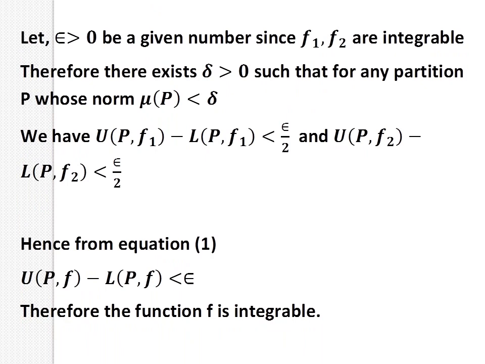Let epsilon be a given number. Since f1 and f2 are integrable, there exists delta greater than 0 such that for any partition P whose norm mu of P is less than delta, we have upper limit of f1 minus lower limit of f1 less than epsilon by 2 and upper limit of f2 minus lower limit of f2 less than epsilon by 2. Putting these values in equation 1, we get upper limit of f minus lower limit of f is less than epsilon, as epsilon by 2 plus epsilon by 2 is equal to epsilon. Therefore, the function f is integrable.